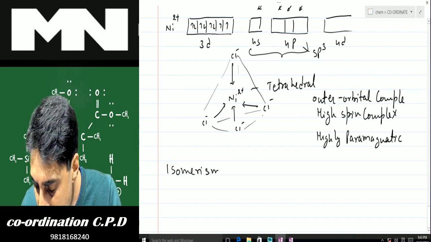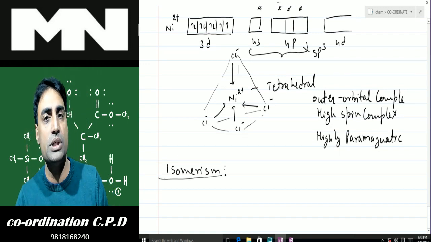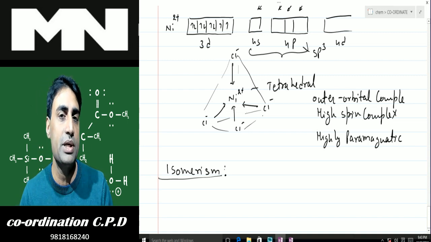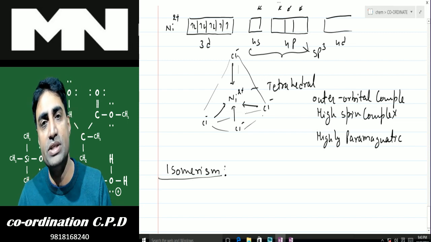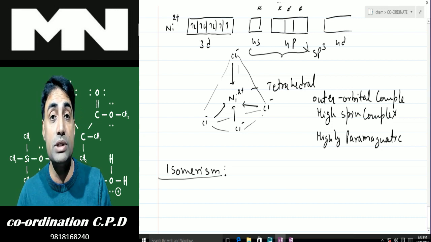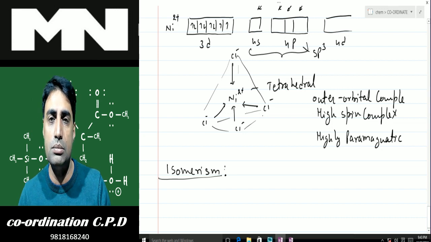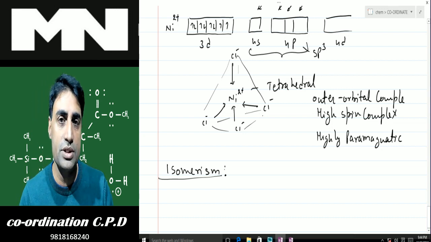Isomerism in coordination compounds. If we talk about isomerism, I have already taught you this in organic chemistry, that isomers are the compounds which have the same molecular formula but different properties. And if the difference in properties is due to the difference in their structure, we call it structural isomer. And if their structure is also the same but their 3-dimensional arrangement is different, we call them stereoisomers. Coordination compounds are known to exhibit both structural as well as stereoisomerism.